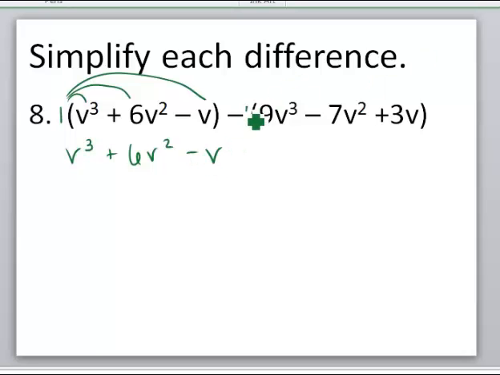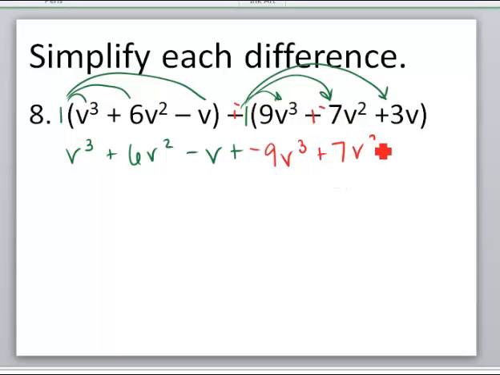However, the second one, there's really a negative 1 that's being distributed through. So what I really have, if I would change my signs, and I'm going to do that in red, to plus the opposite. I have a negative 1 times 9, which is negative 9v cubed, I change my signs here. I have a negative 1 times a negative 7, which is a positive 7v squared. And then I have a negative 1 times a 3, which is a negative 3v.